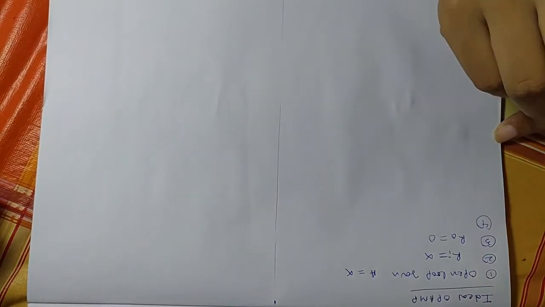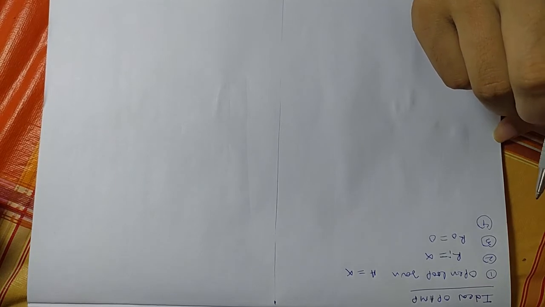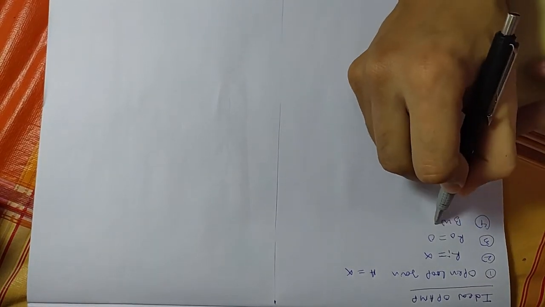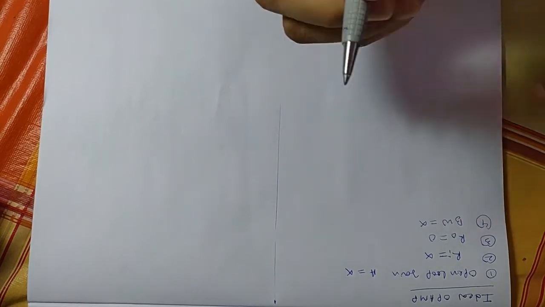Fourth one is bandwidth. Bandwidth of the op-amp should be infinite. You know there will be AC signals, low frequency signals as well as high frequency signals. It is desirable that it can amplify any frequency signal. So that's why for ideal op-amp bandwidth should be infinite.